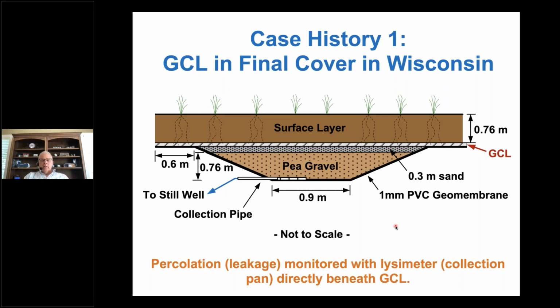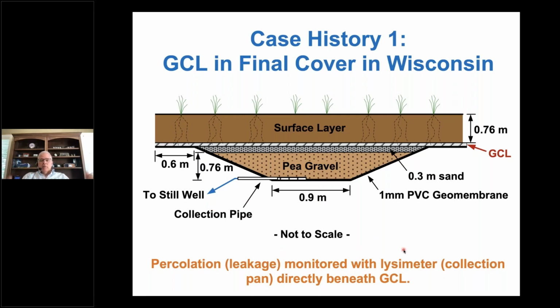And the regulator, rightly so, was not used to using GCLs much at the time and was somewhat skeptical and said, well, we can do that, but you have to prove to me that it's going to work as well as you say it is, right? And the way they asked them to prove it is to build a big pan underneath. This was called a lysimeter, essentially a big bathtub right underneath the GCL where you collect all the flow and you transport it off to a collection point, or in this case, a still well, but there's lots of different ways to do that.